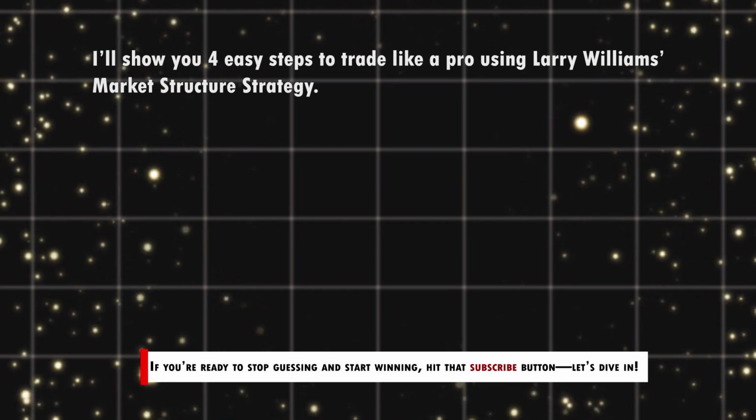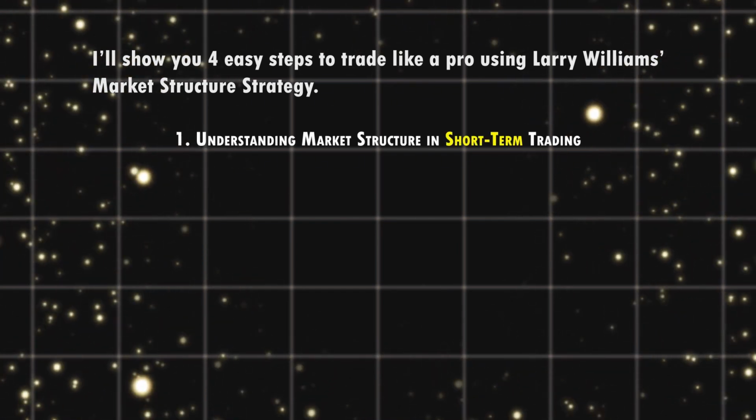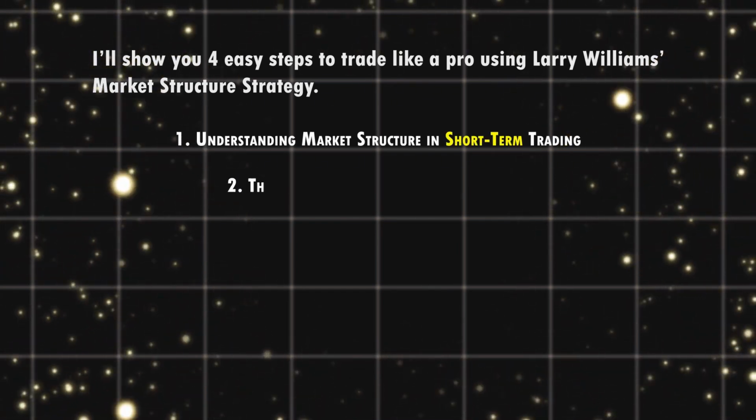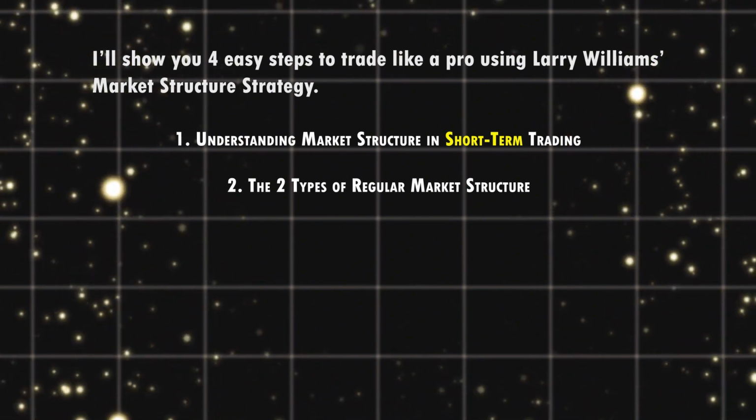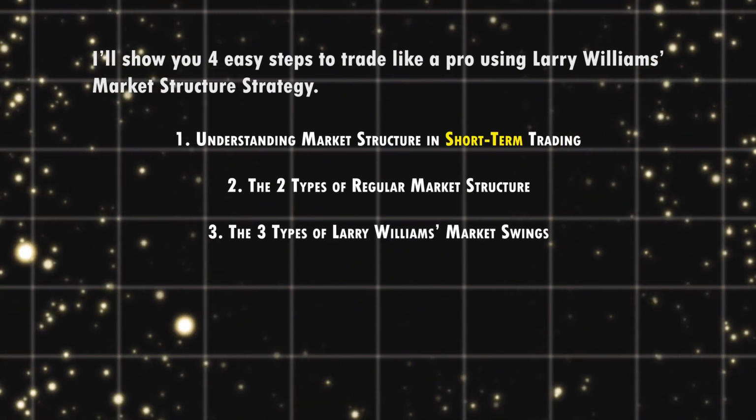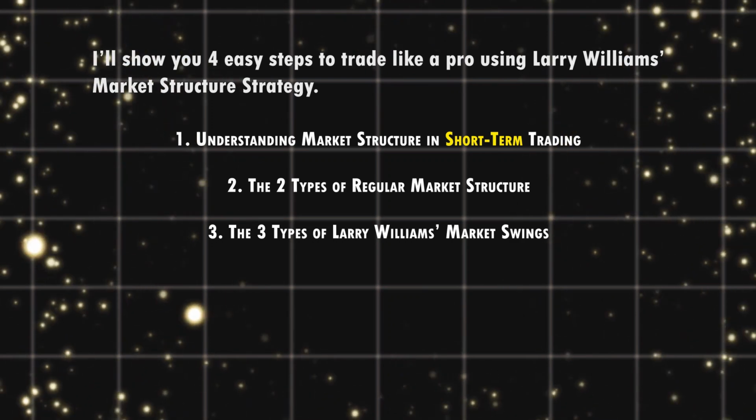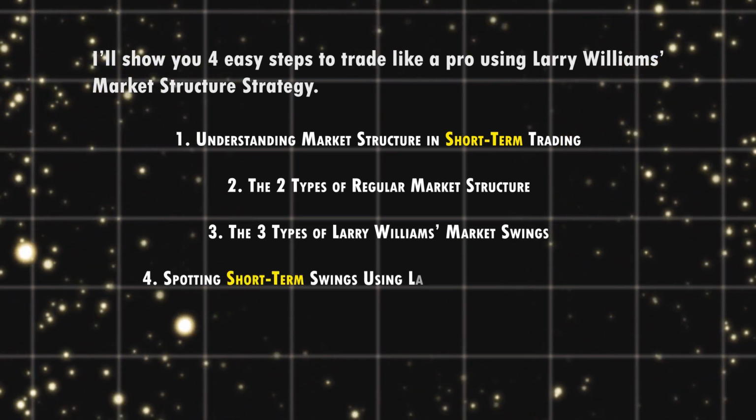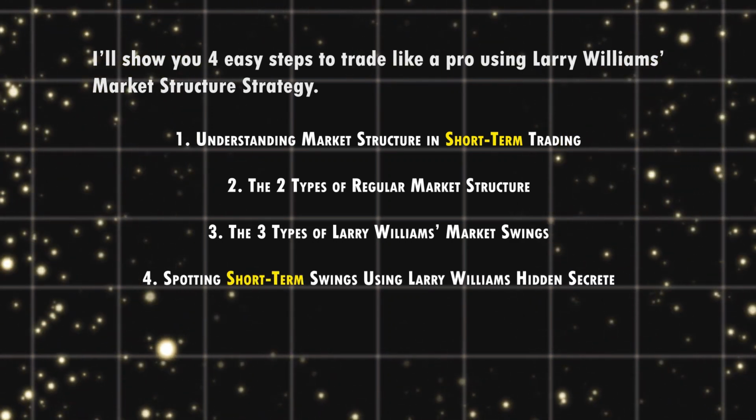Let's dive in. In this first step, 1. We will understand market structure in short-term trading. 2. We will understand the 2 types of regular market structure. 3. We will get to understand the 3 types of Lawrence market structure swings. 4. We get to understand how to spot short-term swings using Lawrence's hidden secret.